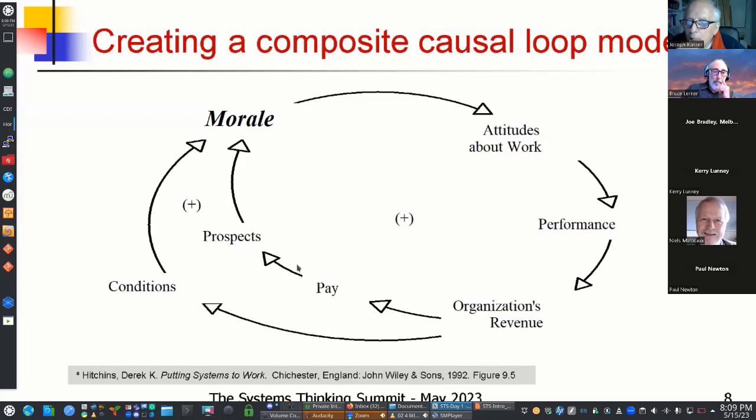One of the things causal loops do not tell you is the strength of the relationship. For example, how much of the organization's revenue goes to pay, how much goes to conditions. That's a decision the organization made. But what it doesn't tell you is the relative benefit of, if you increase the pay, how much do the prospects go up, or if you increase the work conditions, how much does the morale go up? That comes from some other information.